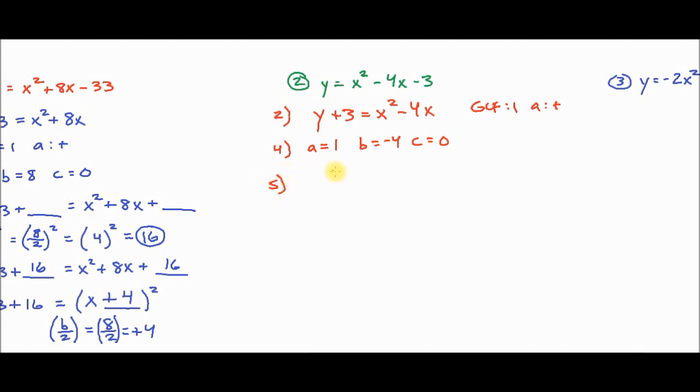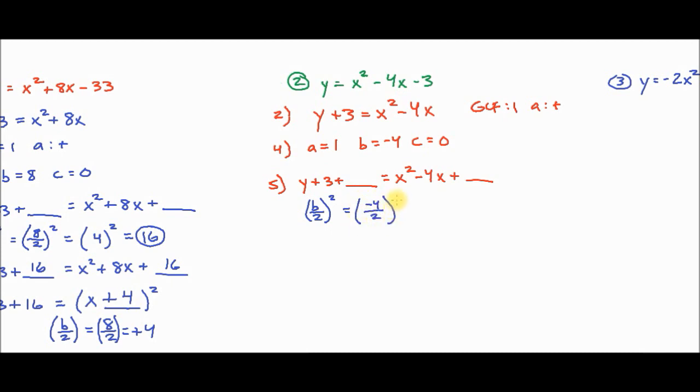Okay, next step, step number 5. Rewrite our equation and put a blank space on both sides. So y plus 3 plus some number is equal to x squared minus 4x plus some number. And where do we get that some number? We get it by finding the value of b over 2 squared. Well, our b value is negative 4.